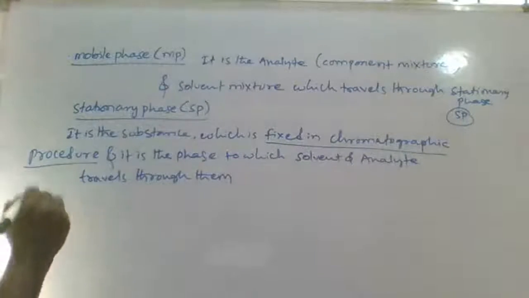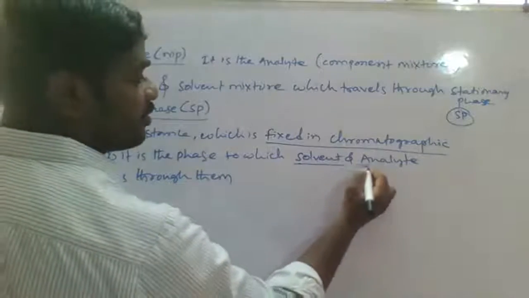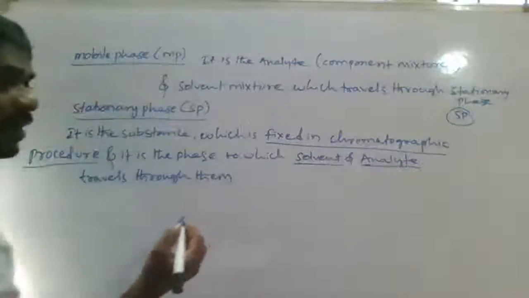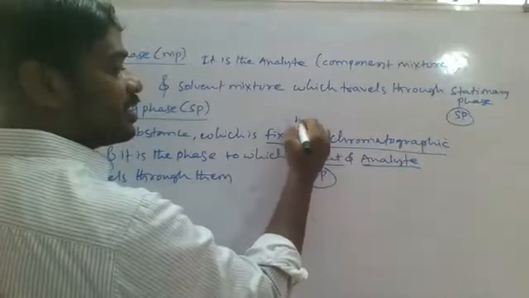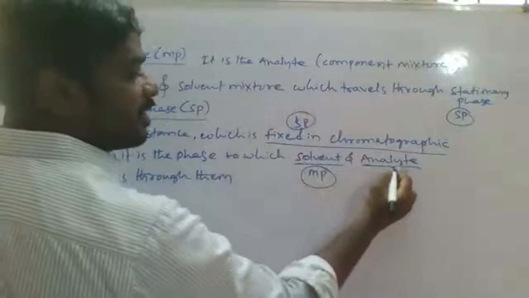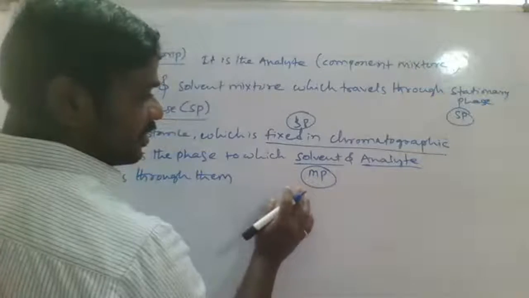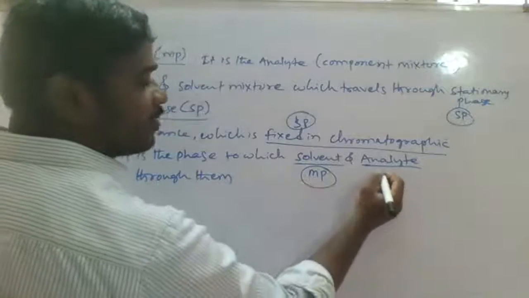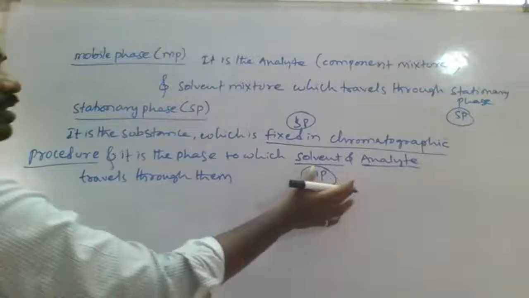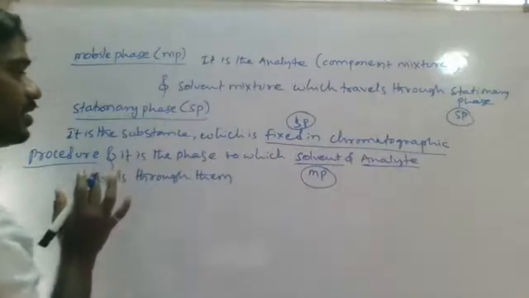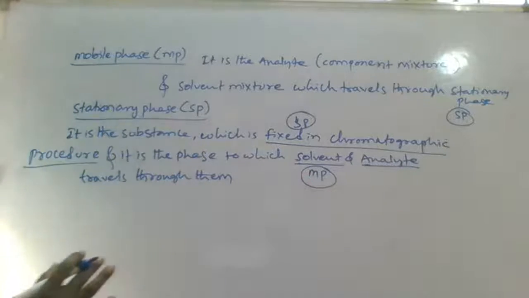This is the phase through which the solvent and analyte are traveling. Solvent is nothing but the mobile phase. The fixed one is the stationary phase. Here the solvent is a mixture of solvents, and the analyte is nothing but the analysis compound, a fraction of compounds. So these two are traveling through the stationary phase. The stationary phase is the fixed phase in the chromatographic procedure.